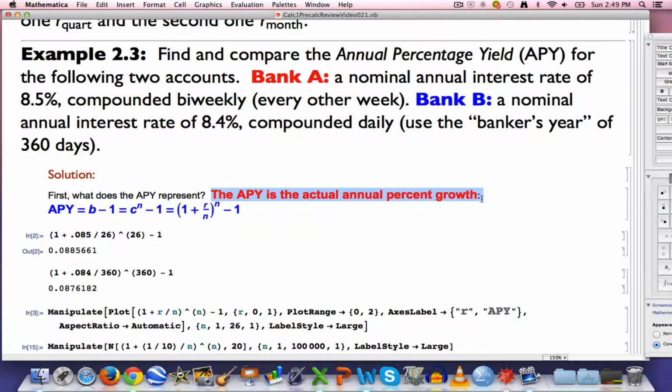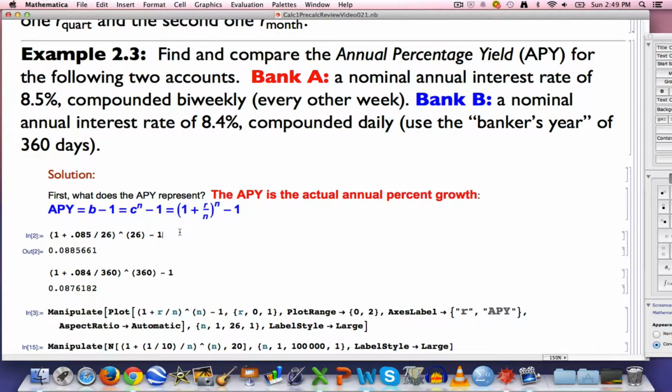Since b represented the annual growth factor, if b was, I think we got 1.077 in an example a few videos ago, that was a number you multiplied your balance by at any moment in time to find the balance 1 year later. Annual growth factor multiplied by the balance. That means that if you subtract 1 from it to get, in that case, 0.077, 7.7%, that will be the actual annual percent growth. So the APY is b minus 1. Since b is 1 plus r over n to the n power, here's the formula for the APY.